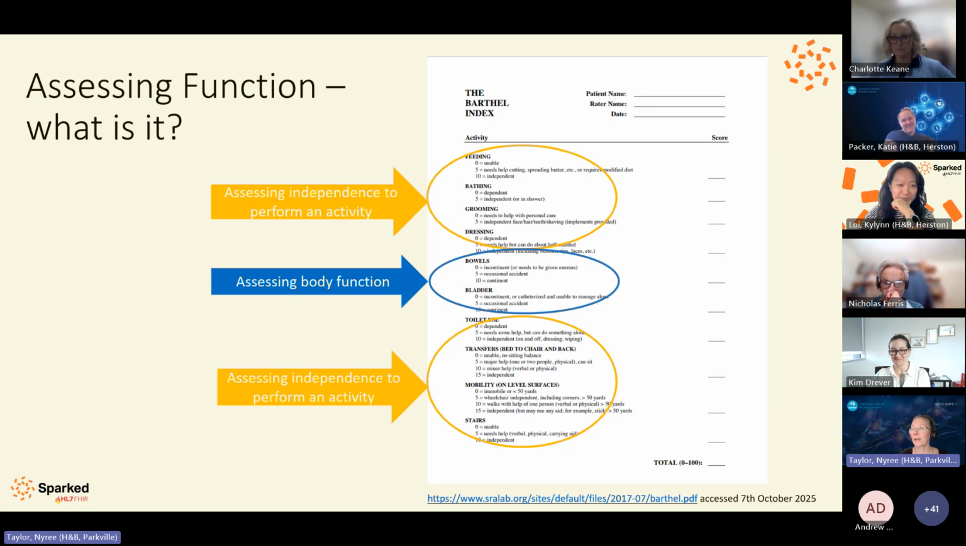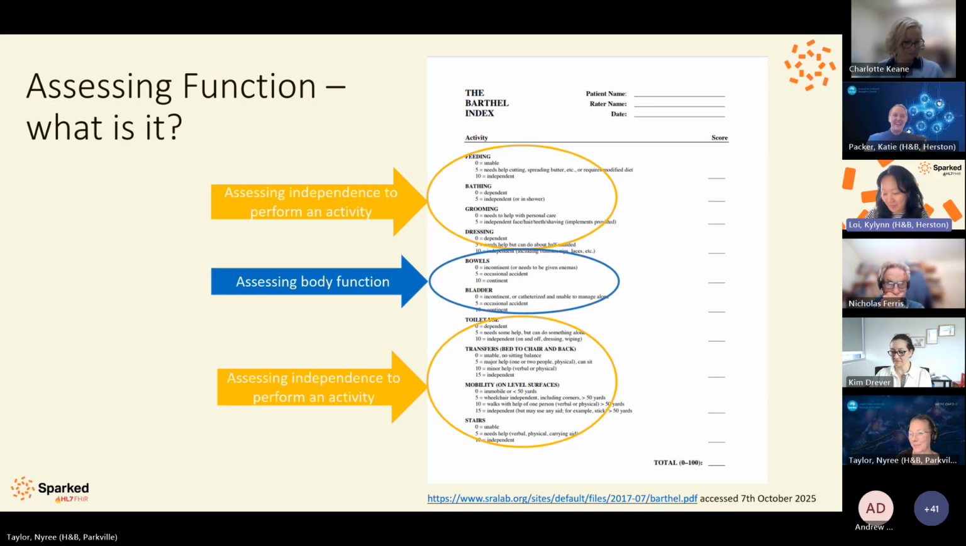And I just wanted to invite Katie to say, Katie, have you seen this sort of pattern happening across other standardised tools as well, where we're trying to understand the activity or the individual's ability to perform an activity, and then also looking at measuring or assessing the body function? Katie? Sorry. Can you hear me?